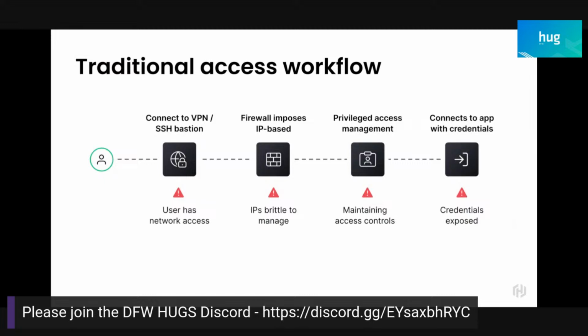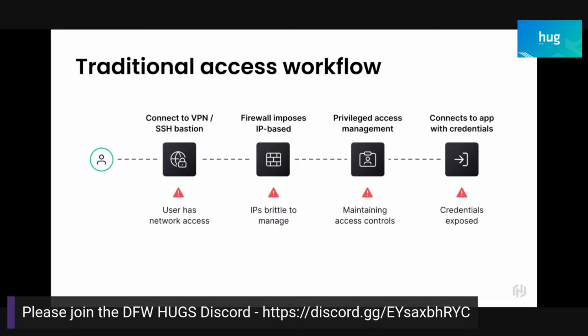So let's talk about the challenges we face with traditional remote access management. Typically users connect to a VPN, then use an SSH bastion or jump box to go through a firewall and finally access their desired host or service. This may sound very familiar to some of you, right? You might use it every day. So there are some issues with this workflow.